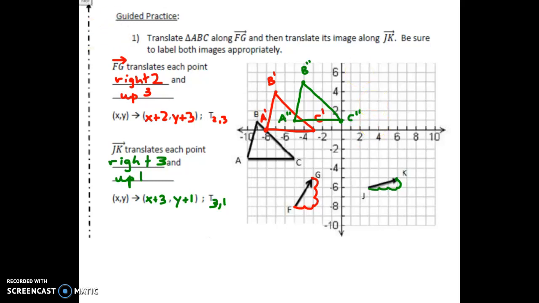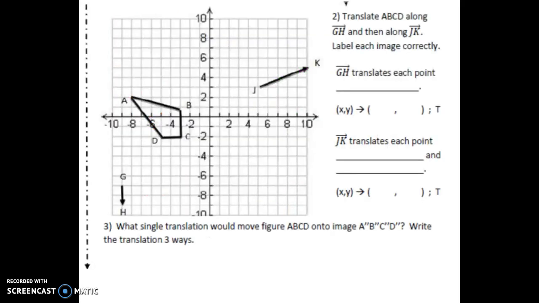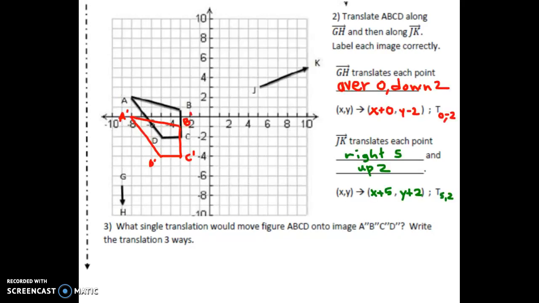The last problem on the bottom I'd like you to take a look at. You are translating this 4-sided figure along first vector GH and then along vector JK. So go ahead, pause this video, try it on your own, and then go ahead and hit play so you can check your work.